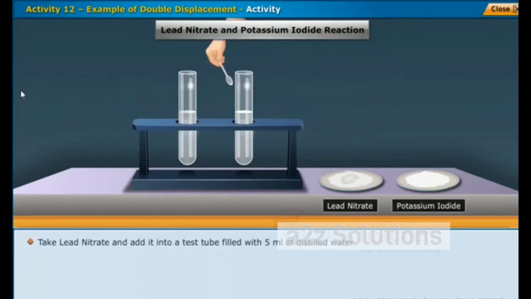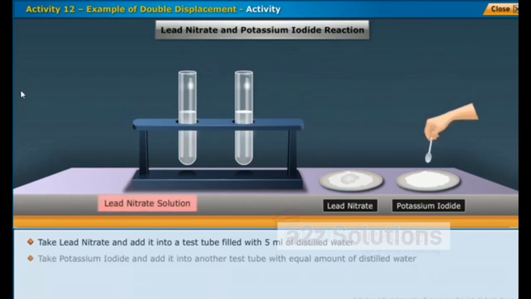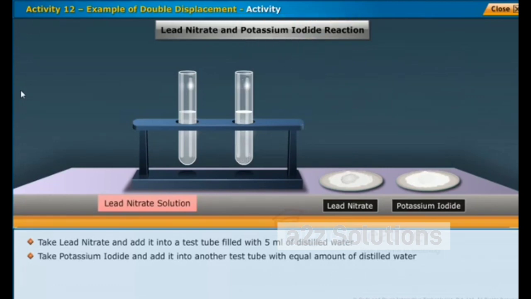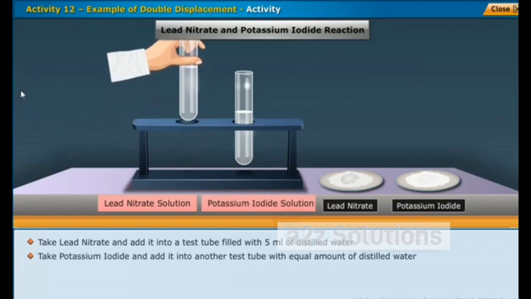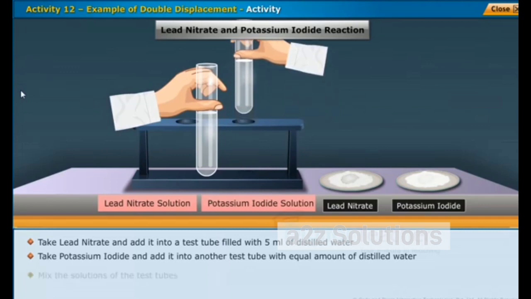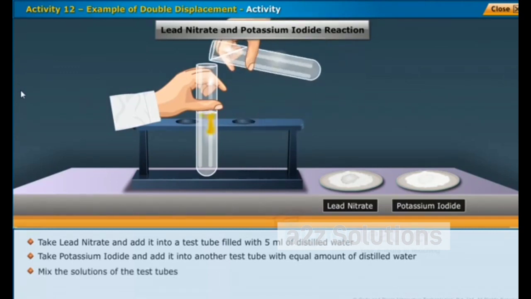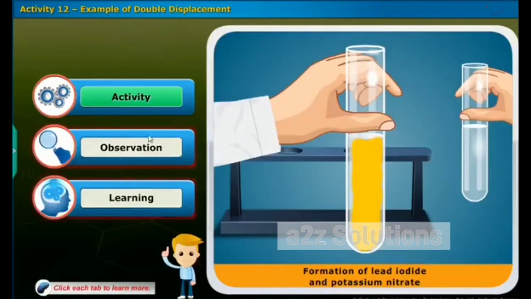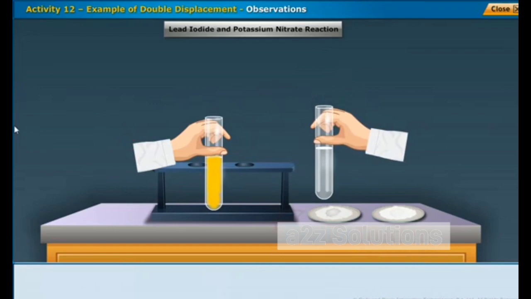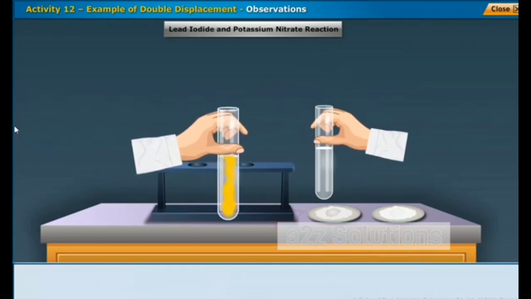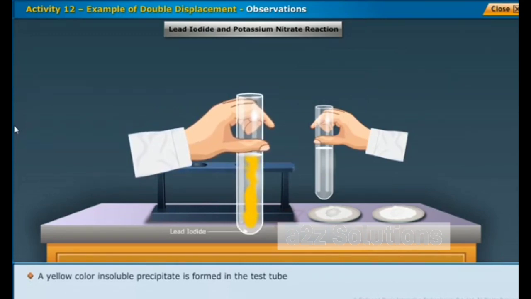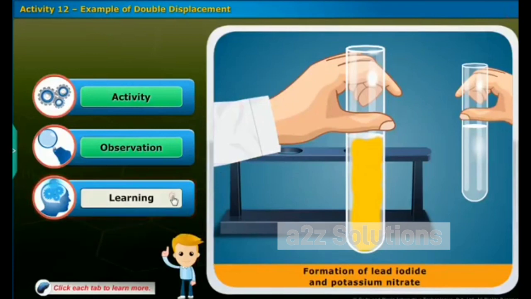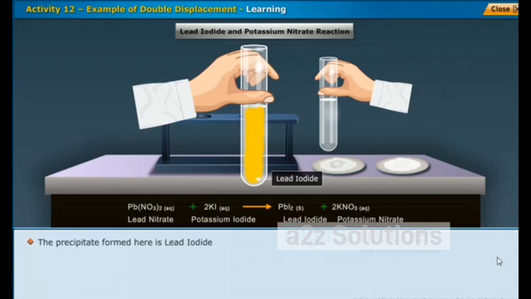Take lead nitrate and add it into a test tube filled with 5 ml of distilled water. Take potassium iodide and add it into another test tube with equal amount of distilled water. Mix the solutions of the test tubes. A yellow color insoluble precipitate is formed in the test tube. The precipitate formed here is lead iodide.